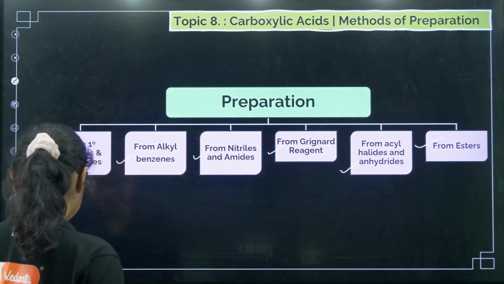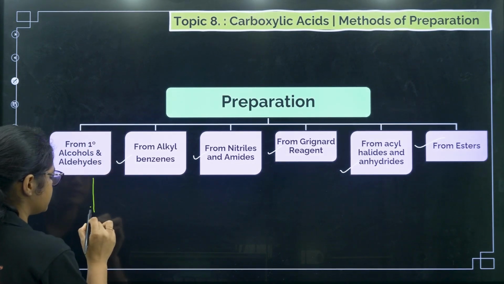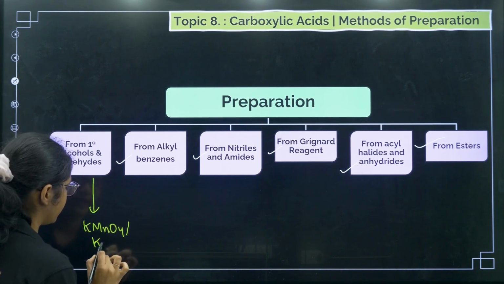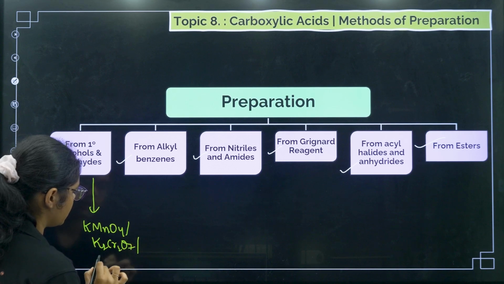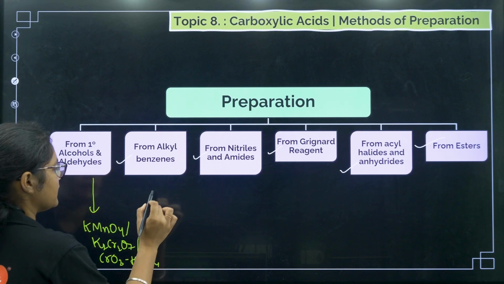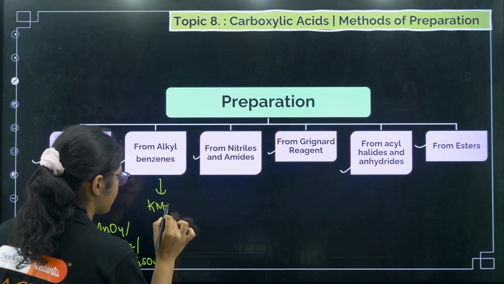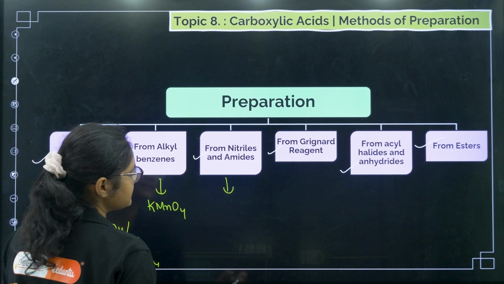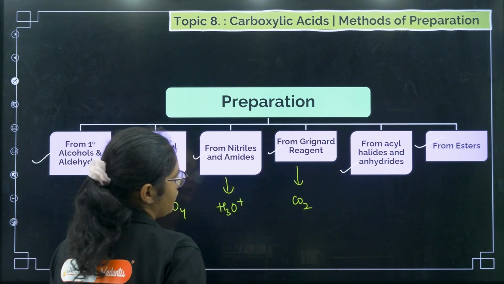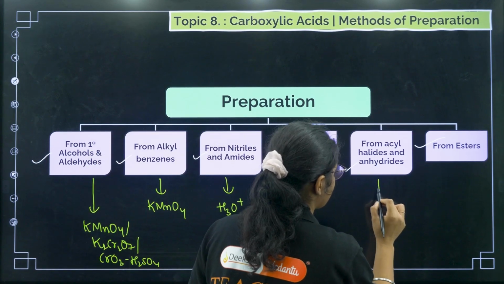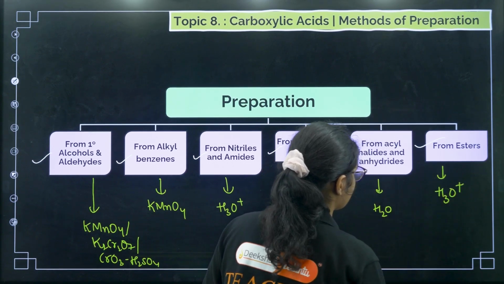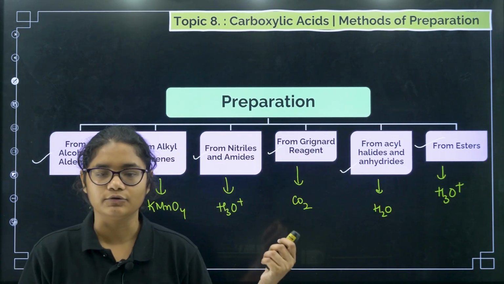Now let us revise here. From primary alcohols or aldehydes, what reagent can we use? We can use KMnO4, or K2Cr2O7, or CrO3 in presence of H2SO4, that is your Jones reagent. From alkyl benzene it is the same, KMnO4. From nitriles and amides we will use H3O plus. From Grignard reagent you have to treat it with carbon dioxide. For acyl halides and anhydrides, just simply treat with water. From esters, treat with acidified water. So these are the different reagents that you must remember.